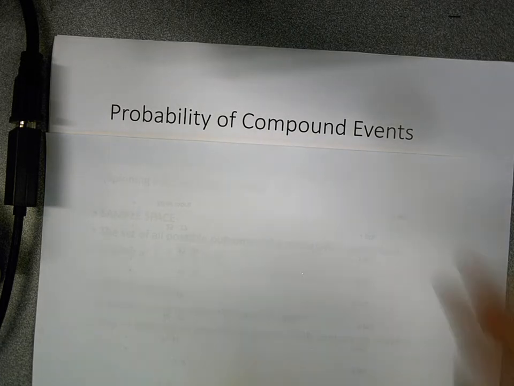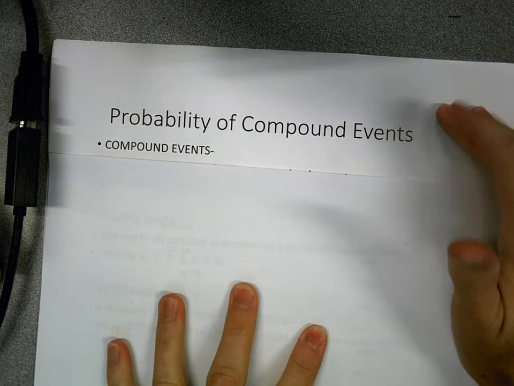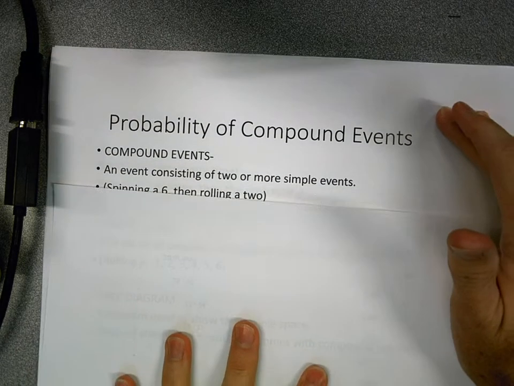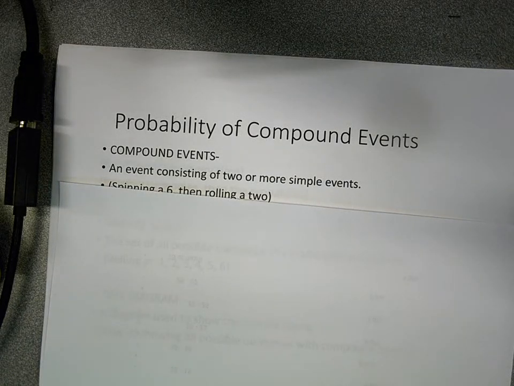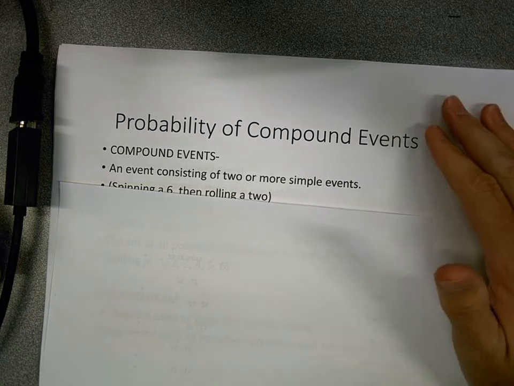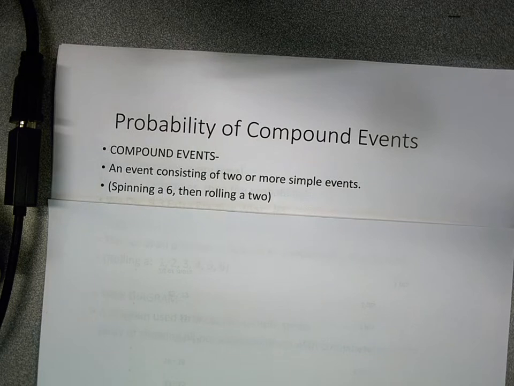Okay, so here's what compound events are. A compound event is basically an event consisting of two or more simple events. An event consisting of two or more simple events. So in your little box off to your right, go and write down spinning a 6 and then rolling a 2.